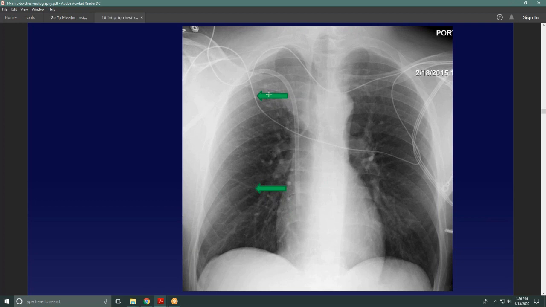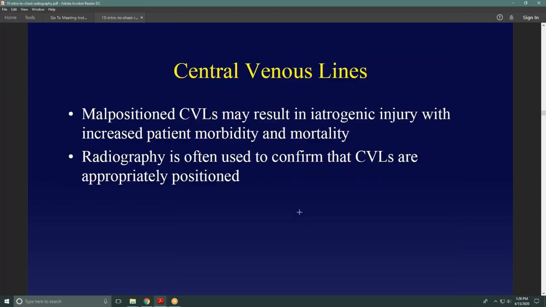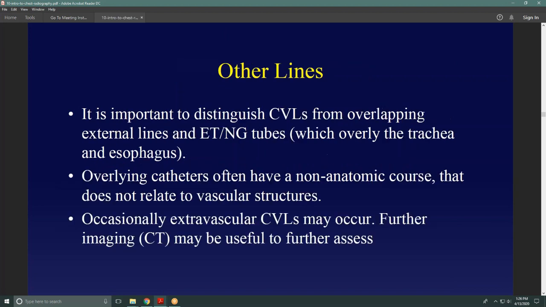And so basically the peripheral catheter comes into a central vein and then extends centrally. When placing these, radiography of the chest is often used to confirm correct positioning. Okay, we're going to go over that now. That's important because, as I said, malpositioned catheters can cause iatrogenic injury.